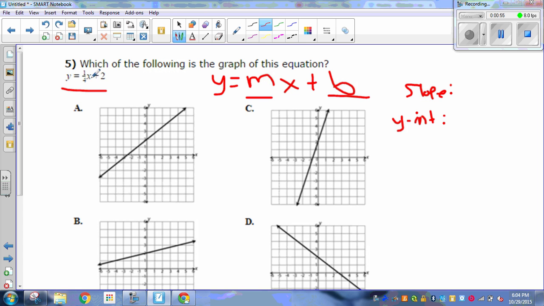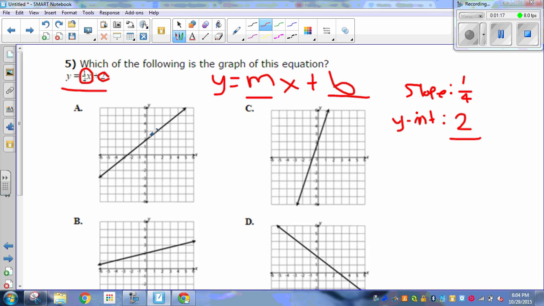So here's our first number. It's the number that's always next to x. So my slope here is not 1/4 x, but just negative 1/4. Likewise, the y-intercept is that other number at the end, not next to x. That's 2. And when I graph, I always graph my y-intercept first, which is, in this case, 2.